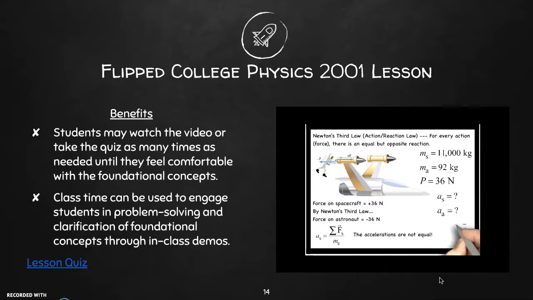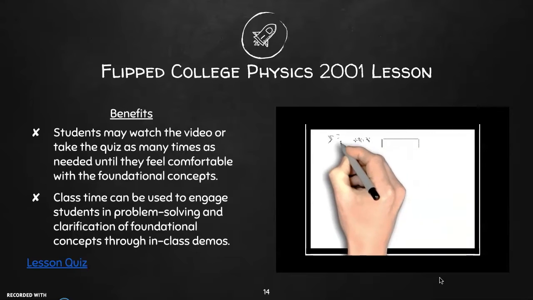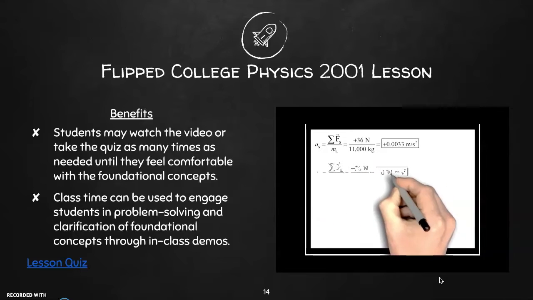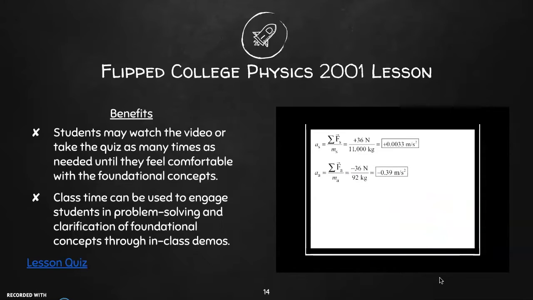According to Newton's second law, the astronaut will undergo a much larger acceleration than the spacecraft, since her mass is so much less. Using the second law, we calculate the accelerations to be equal to positive 0.0033 meters per second squared for the spacecraft and minus 0.39 meters per second squared for the astronaut. Even though the magnitude of the force on each object is the same, the acceleration of the spacecraft is much less due to its larger mass.